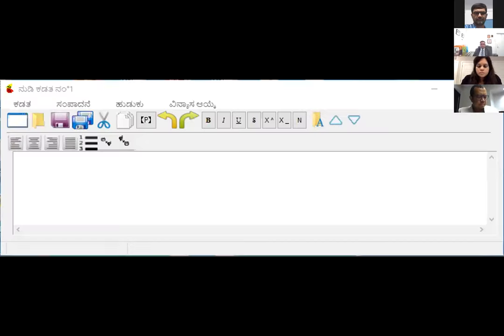Am I still sharing my screen? I think somebody else is sharing the screen. No, just a second, Arun, there is some problem. Yes, you can share now, but you will have to disable the annotation from others here.